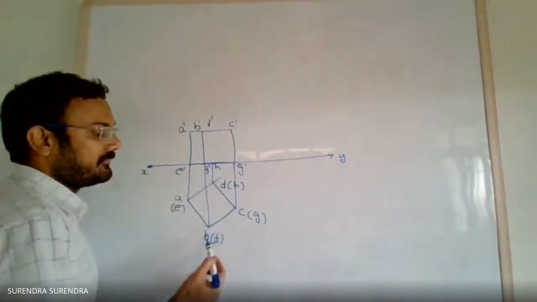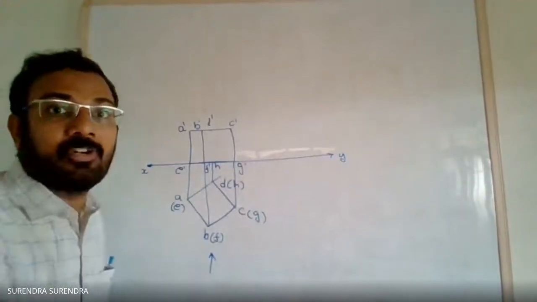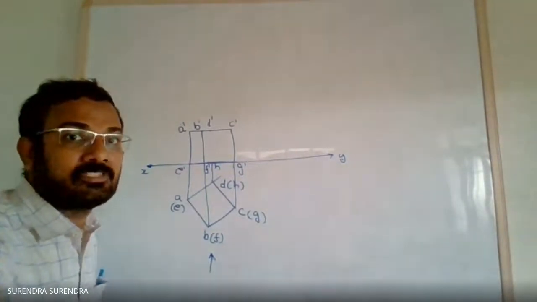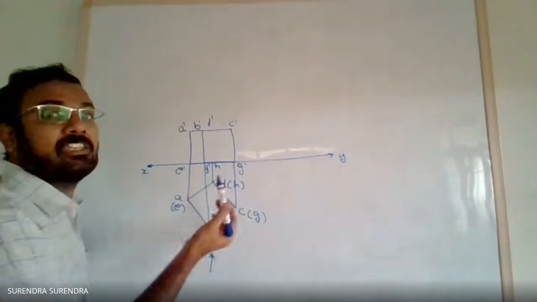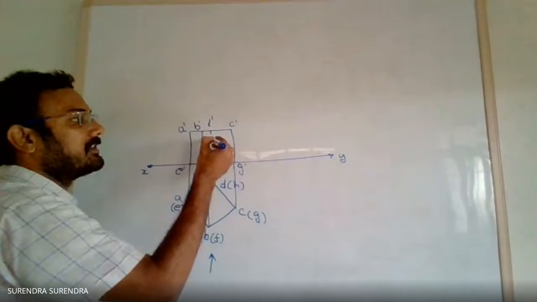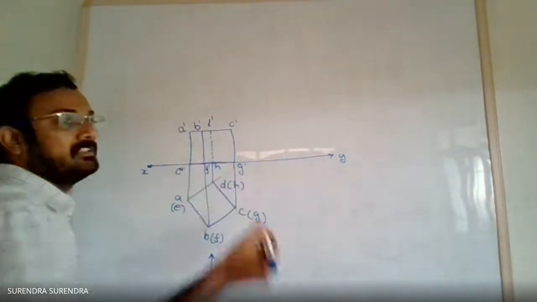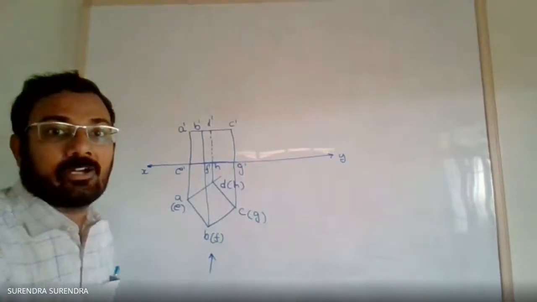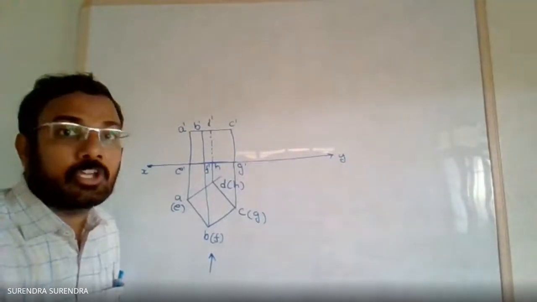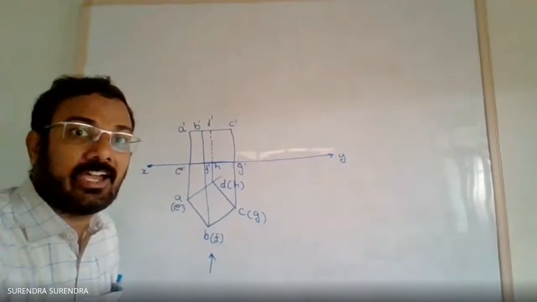AE visible, BF visible, and CG visible. The hidden edge is the one nearer to the XY line, that is the DH edge is hidden. So draw DH with a dashed line. So with this we completed the projection of the cube. And along with this, don't forget to draw the axis.